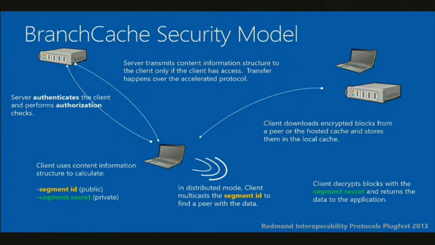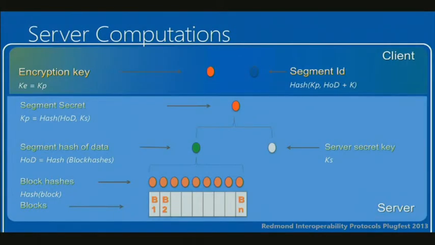Not to my knowledge. Under Peertist version 1, the client never sees the key, because if the client saw the key, then the client could generate false information. If the client saw the server secret, but we're not talking about the server secret here, we're talking about the segment secret. But what the slide says is that the client calculates the segment secret. On the next slide, the calculation would be the encryption key KE equals KP, hash of HOD comma KS.